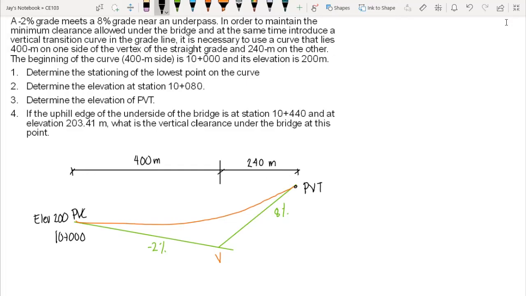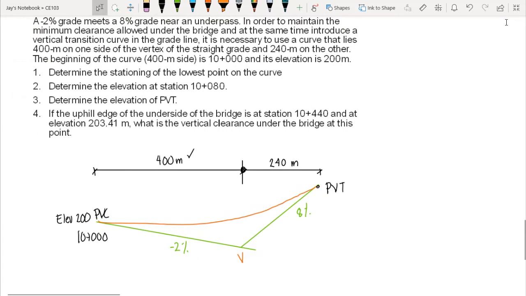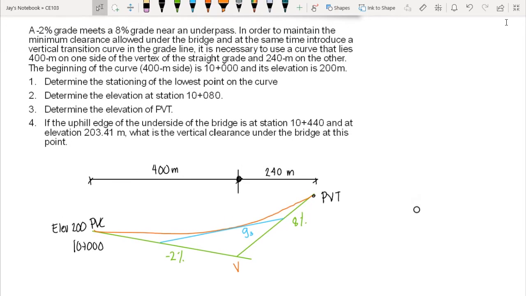Now take note, this is an unsymmetrical parabolic curve because the location of the vertex is 400 meters from PVC and 240 meters from PVT. So we have unequal lengths from the vertex. That means we have to create an additional tangent that cuts our parabolic curve into two symmetrical curves. So we have this curve, and let's say this is our G3, or the grade 3. So we have now completed all the data in our drawing, and we can proceed to our first question.